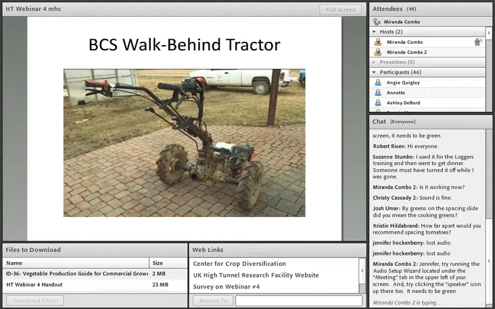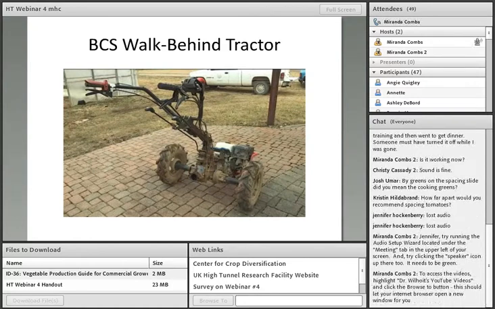So to start with, the walk-behind tractor, as you see in the slide here, this is the BCS brand, and these are real nicely designed machines.